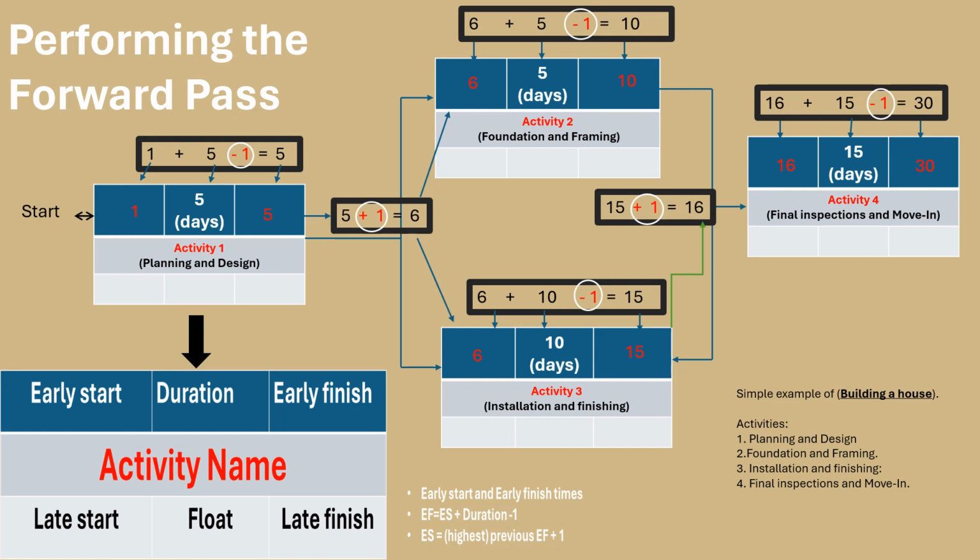To transition to the next activity, add 1 day to the highest early finish day among activities 2 and 3, which is 15 days. The sum, 15 plus 1, gives you 16 days. In Activity 4, set the early start to 16 days and calculate the early finish by adding 15 days and subtracting 1 day, resulting in a total duration of 30 days. These steps will help you systematically create a network diagram for your project.